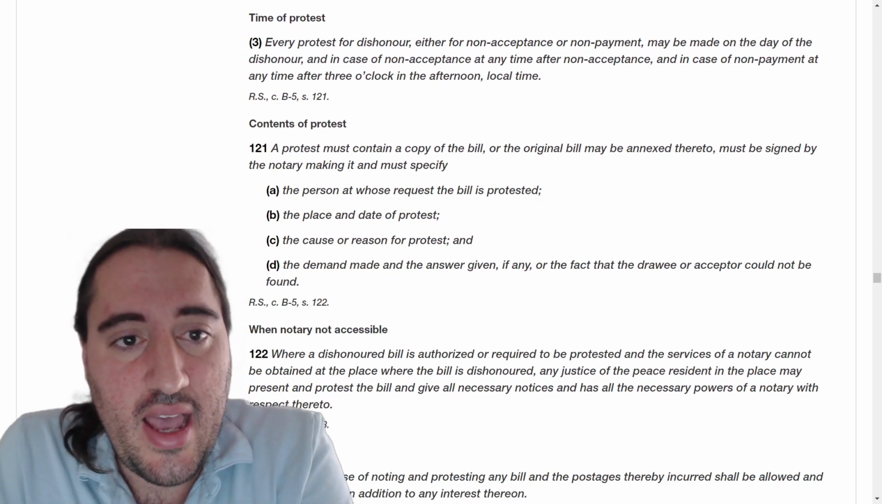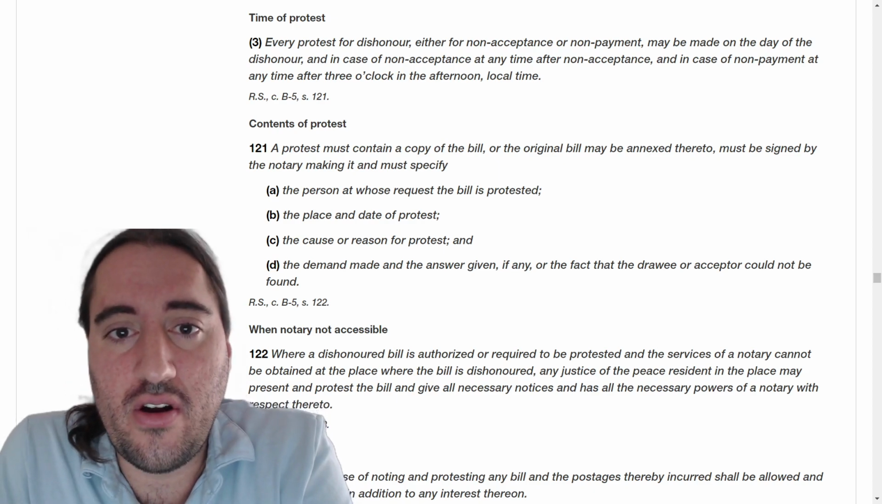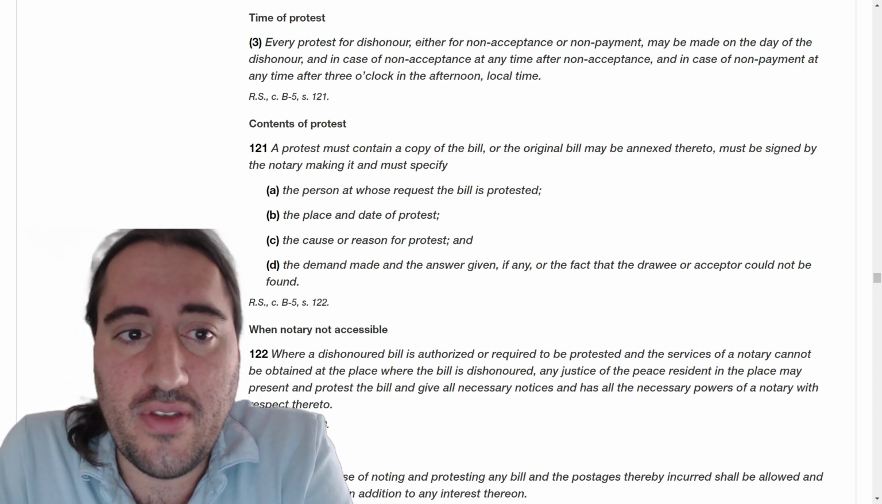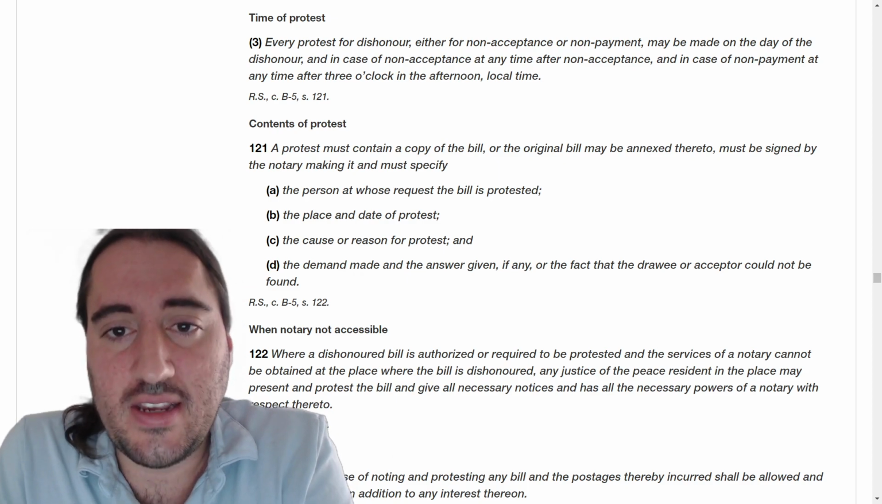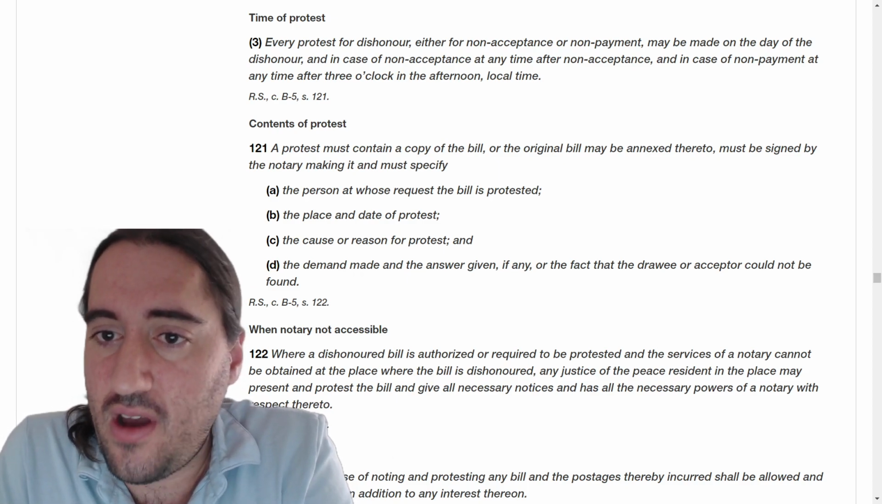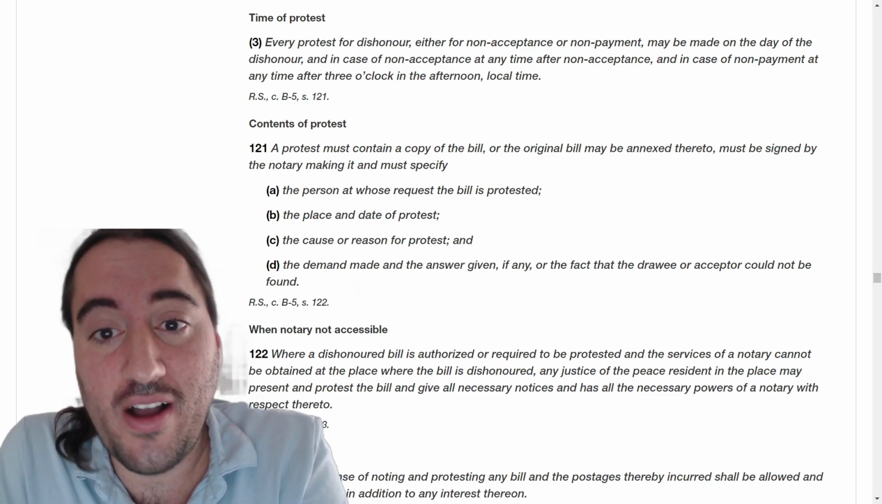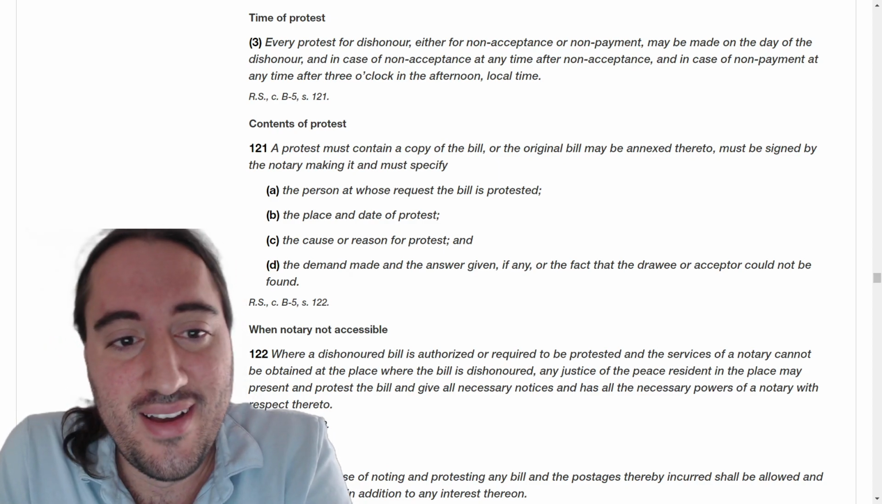Time of protest. Every protest for dishonor, either for non-acceptance or non-payment, may be made on the day of the dishonor, and in case of non-acceptance at any time after non-acceptance, and in case of non-payment at any time after 3 o'clock in the afternoon local time.